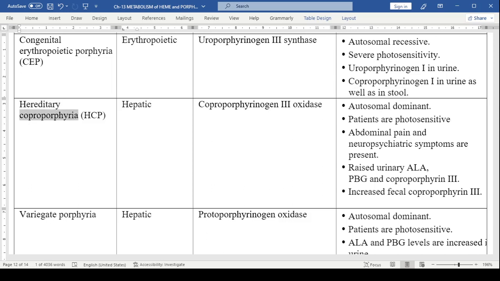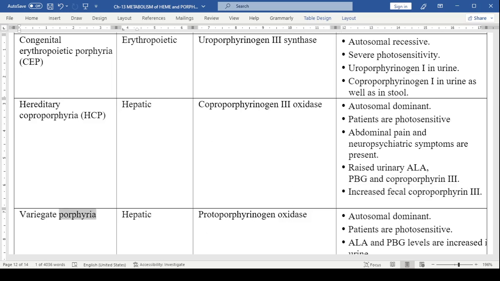Hereditary coproporphyria, HCP. Hepatic. Coproporphyrinogen 3 oxidase. Autosomal dominant. Patients are photosensitive. Abdominal pain and neuropsychiatric symptoms are present. Raised urinary ALA, PBG and coproporphyrin 3. Increased fecal coproporphyrin 3.